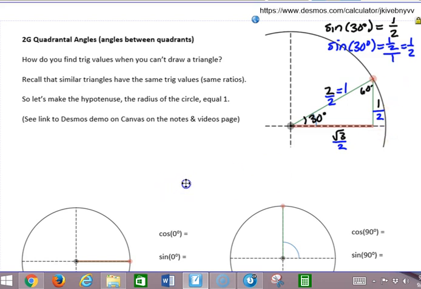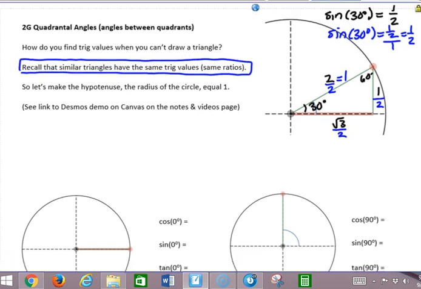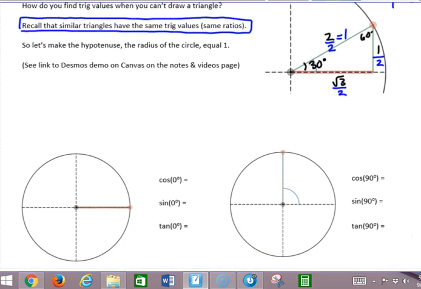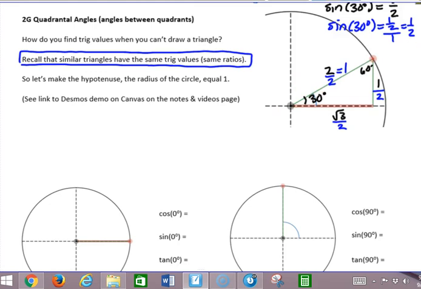Okay, so that's what I wanted you to recall. Recall that similar triangles have the same trig values, the same ratios. So, since that is true, let's just make the hypotenuse of a circle equal 1. Or the hypotenuse, which is the radius of the circle, let's just make that equal to 1.